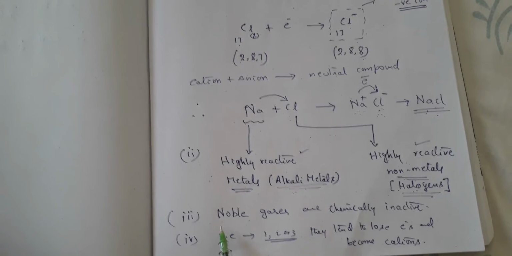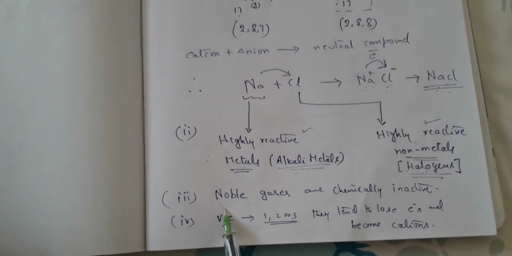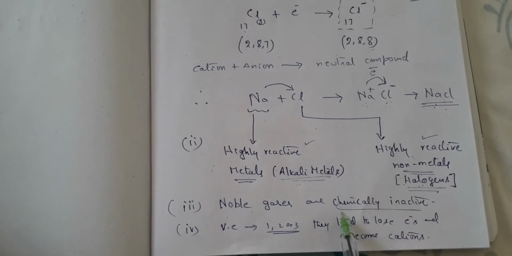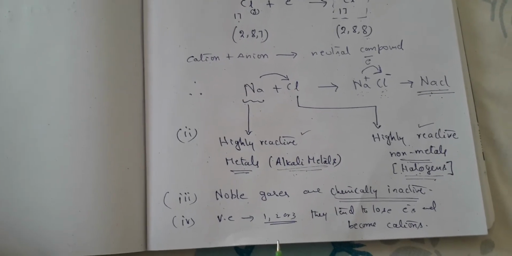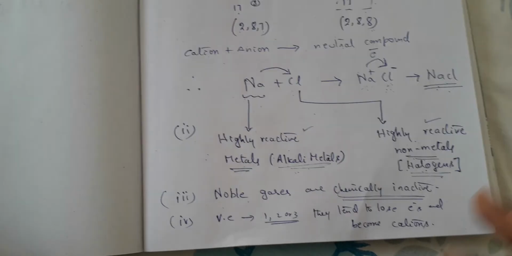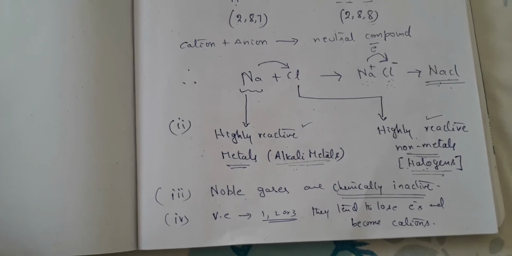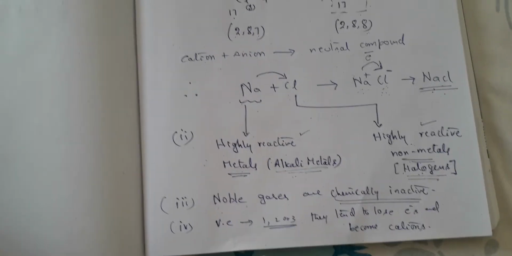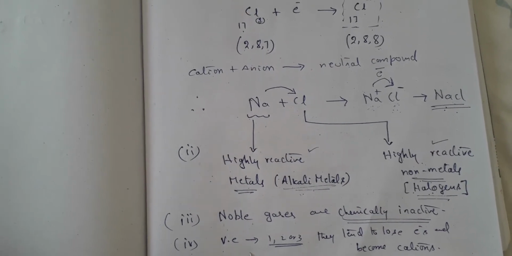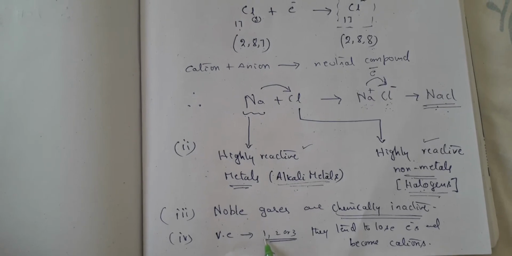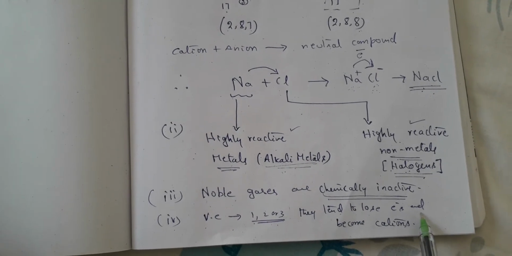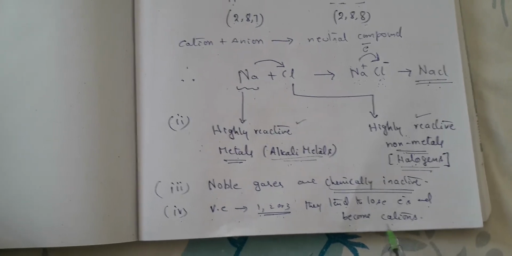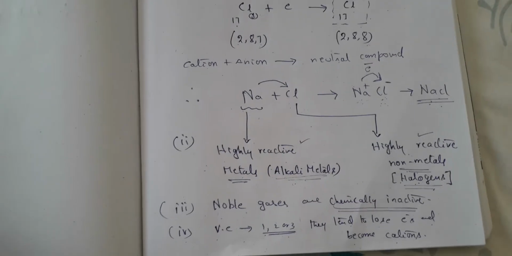And the third one, Kossel says that noble gases are chemically inactive, so we are not at all bothered about whether an ionic bond is formed with the last group, what we call the inert gases. And the last one is valence electrons, whether it is 1, 2 or 3. Those which are ready to lose electrons will become cations, and those which are ready to accept will become anions. These are the 4 points that you are supposed to write.